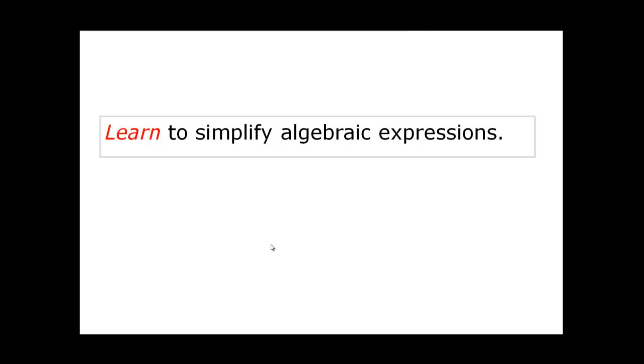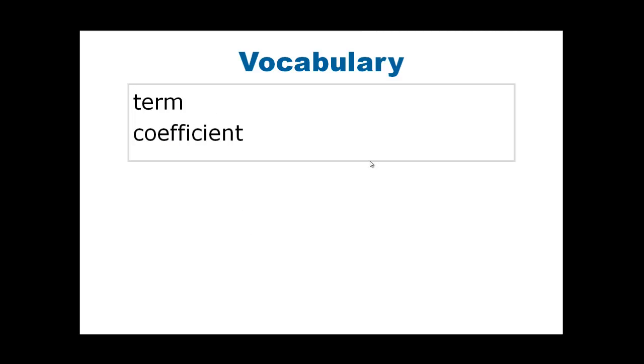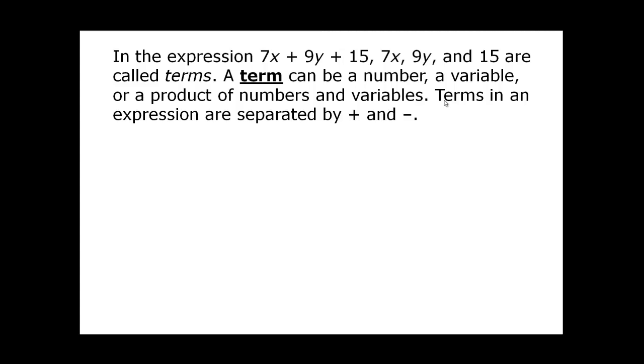Our objective today is to simplify algebraic expressions. Okay, we have new vocabulary: term and coefficient. We have here the expression 7x plus 9y plus 15, and 7x, 9y, and 15 are called terms. So a term can be a number, a variable, or a product of a number and a variable. The relation between terms is plus and minus.